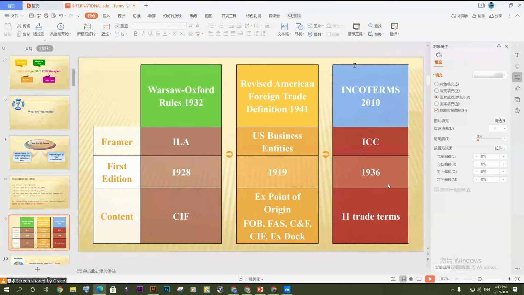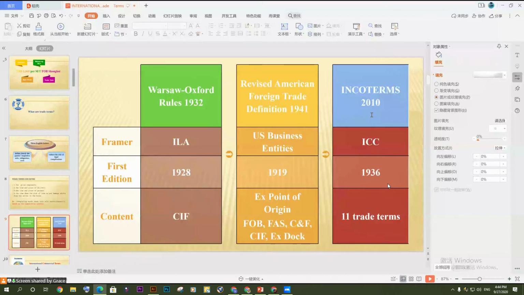And look at this yellow one. The name of this international practice is the Revised American Foreign Trade Definitions, 1941. And in this international practice, there are these international trade terms. So let's go ahead to the blue one.